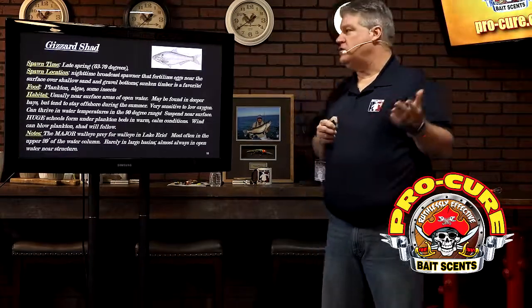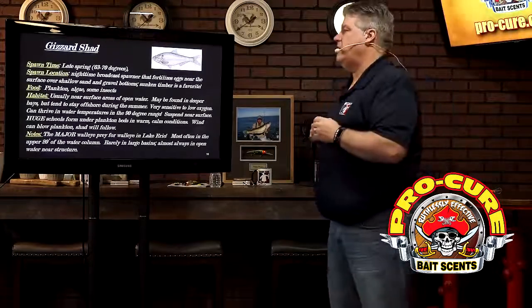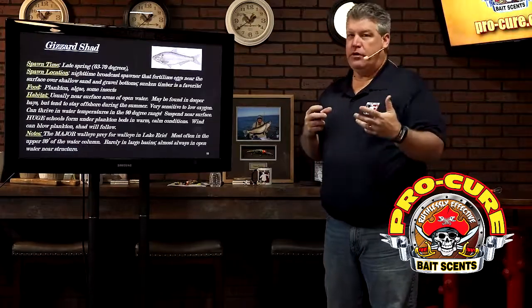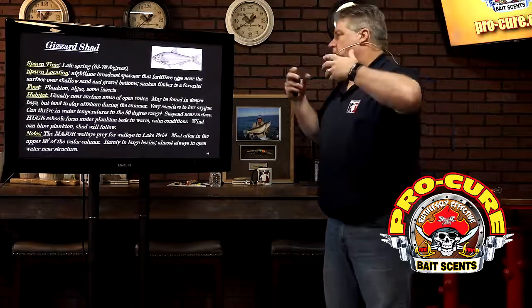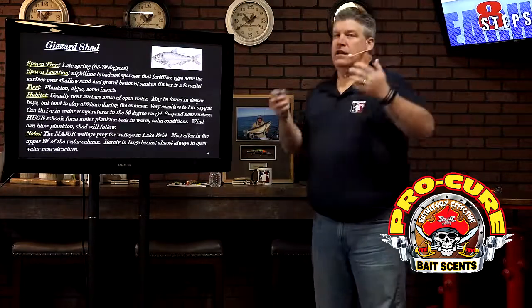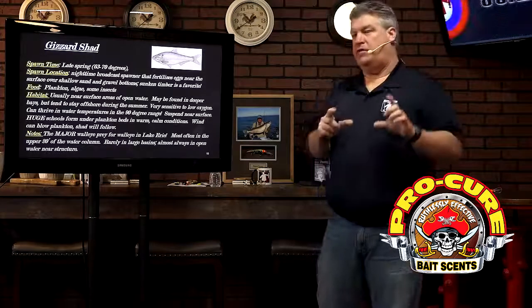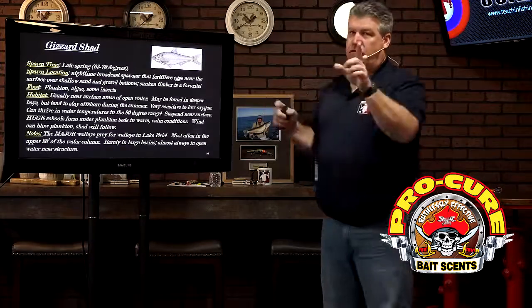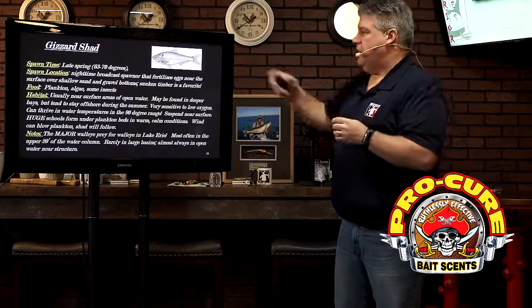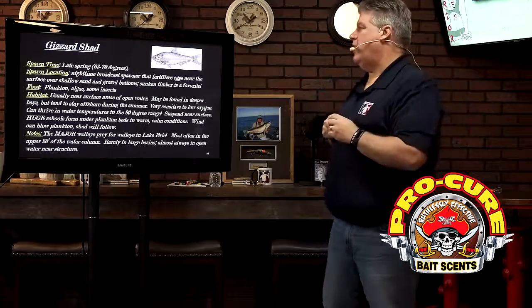Gizzard shad spawn usually in late spring, water temperatures in the low 60s up to the high 70s, and it corresponds perfectly with late pre-spawn for walleye fishing, early pre-spawn, and sometimes even the spawn period for largemouth bass, late pre-spawn for smallmouth bass. It's just a perfect bait fish at the perfect time for walleyes, bass, smallmouth bass, and pike to eat. They spawn at nighttime. They're a broadcast spawner, which means they just lay their eggs all over and kind of hope.